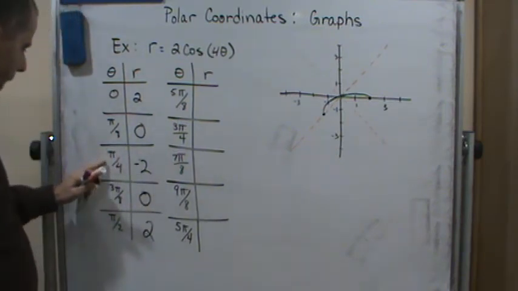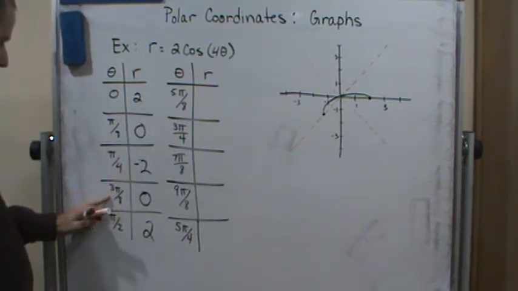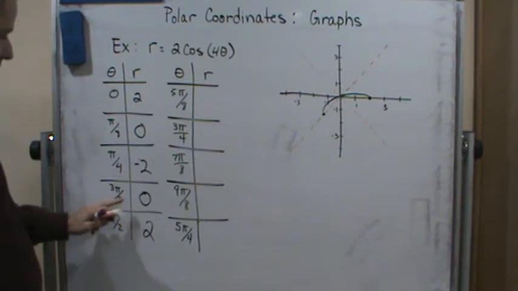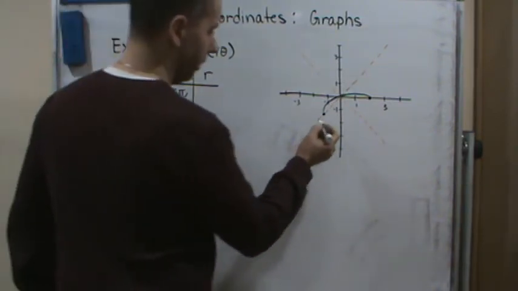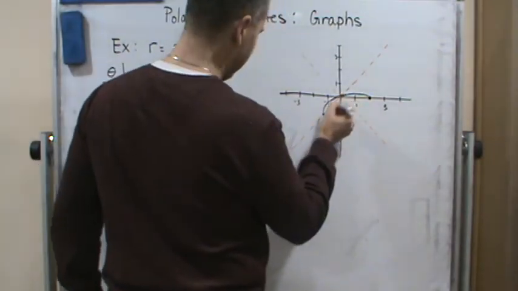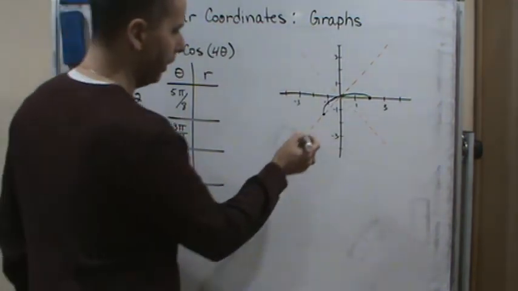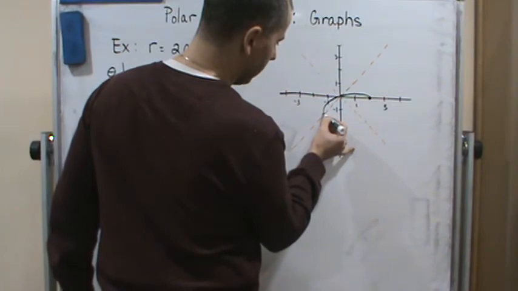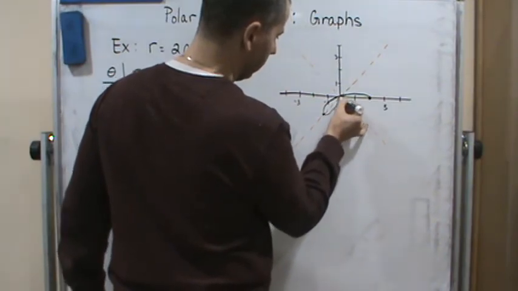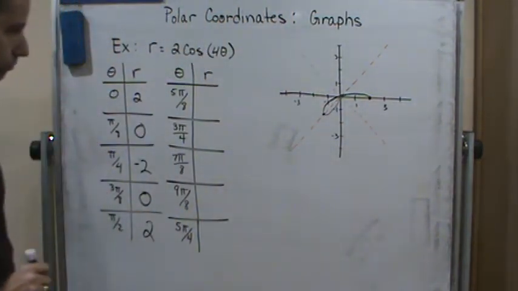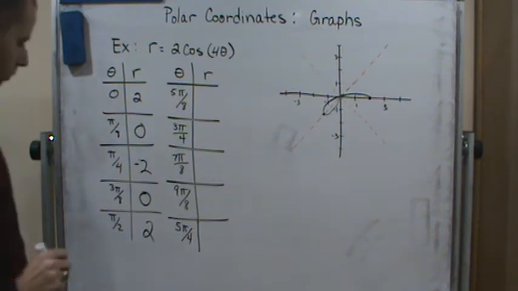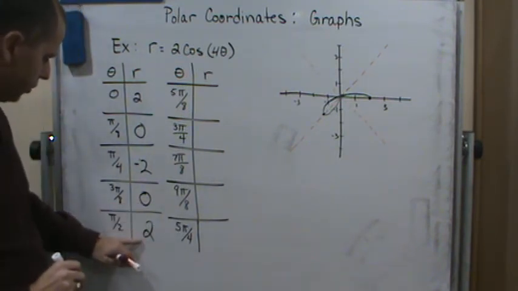Now, from pi over 4 to 3 pi over 8, right, I'm going to 0. So now I'm going here. Now this is still going to be negative. It's negative, but it's going back to 0. So now this is going to go like that. Now I'm going back to 2.